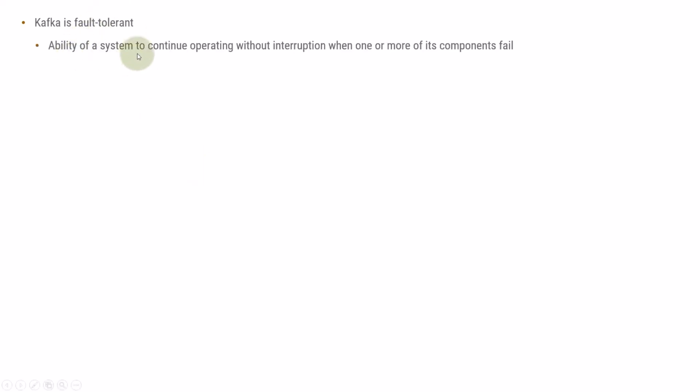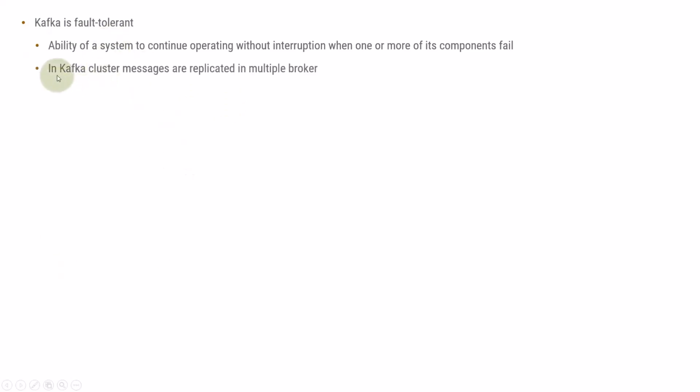So what is the meaning of fault tolerant? Ability of a system to continue operating without interruption when one or more of its components fail. Let's say you have a system which consists of more than one component, and even though one of the components is down or crashed, your end user should not experience any glitch or failure. Which means that even though one component of your whole setup fails, the setup should run as expected. So that's why Kafka is called fault tolerant, and we'll see in later videos how it is achieved.